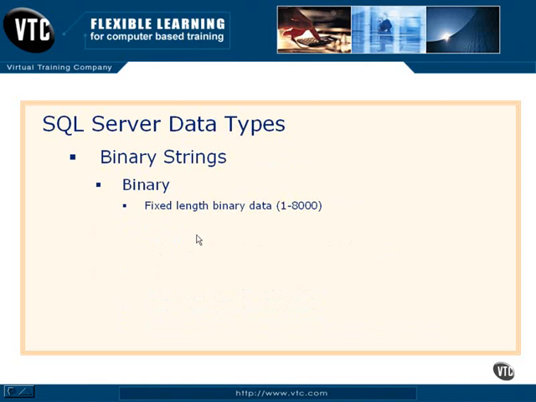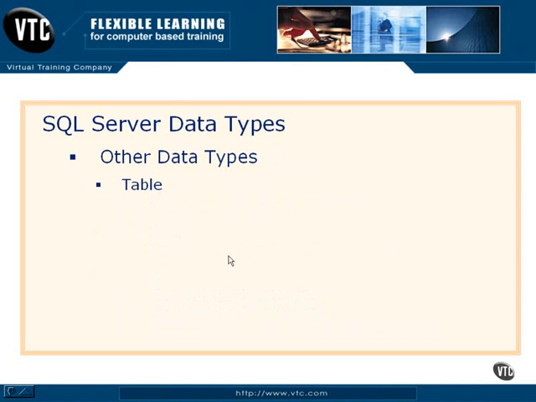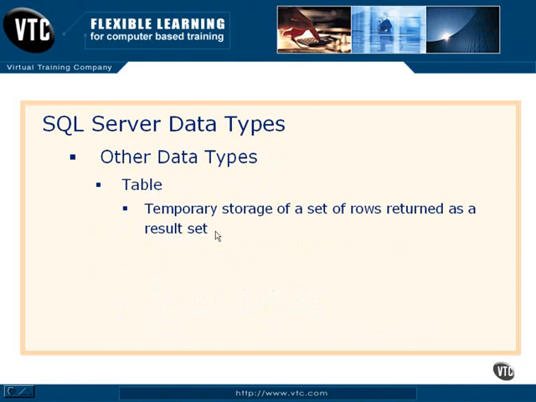Then we have binary types. We have the binary data type. This stores binary data either in a fixed length or a variable length, just like char and varchar. And then we have the data types that have gotten most of the press, and that is the table data type, where I can actually store result sets in a table variable. And then the XML data type that I can store XML data in.